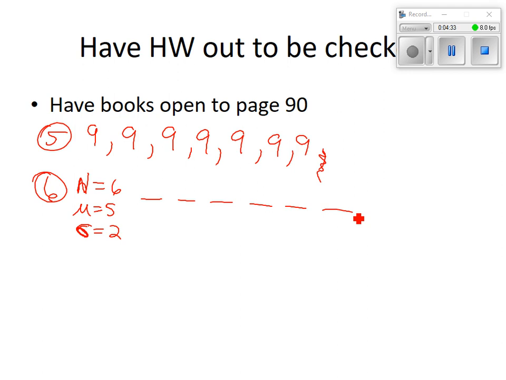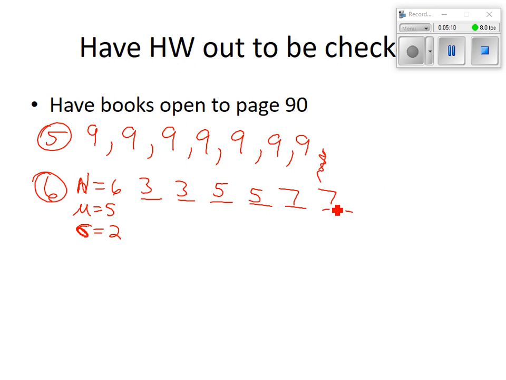No real easy way to do this. First of all, can every number be 5 like it was up here in this one? No, so we want them to be spread out a little bit. But we want 5 to be where? That's the mean. In the middle here. You can do 3, 3, 3, and then 7, 7, 7. You want 3 3s and 3 7s.